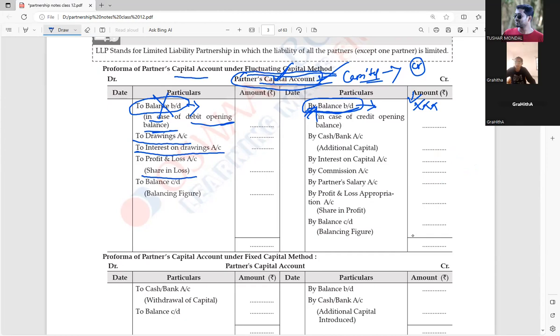So on the debit side, for remembering purposes, two main things will come: drawings and interest on drawings. If any losses are there, that also comes on the debit side. I hope that is clear. Yes, sir.